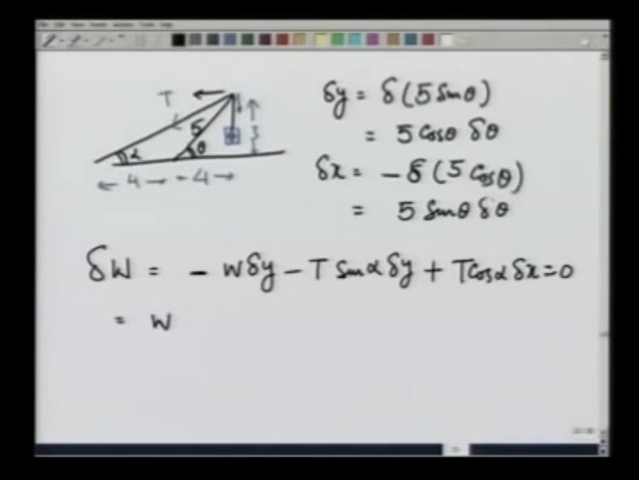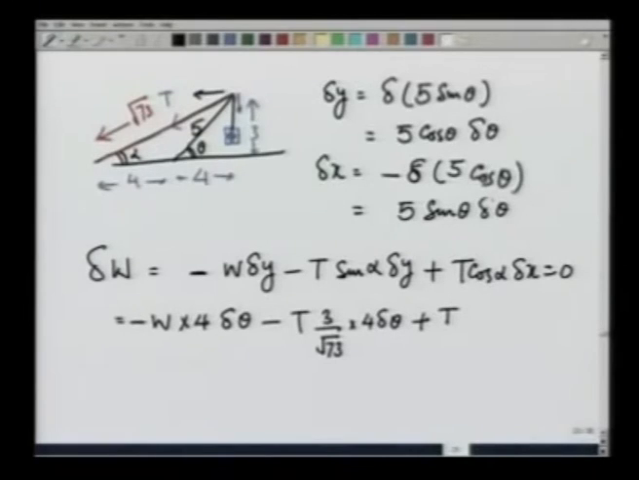This gives me W delta y. We have already calculated 5 cosine theta delta theta. 5 cosine theta from here is 4 times 4 delta theta, minus T sine alpha. Sine alpha is going to be 3 divided by this length, and this length is square root of 8 square plus 3 square, so root 73. So, T times 3 over root 73 times 4 delta theta, plus, or this is a minus sign here, T cosine alpha is going to be T 8 over square root of 73, delta x is in the same direction, 5 sine theta is 3, 3 delta theta is equal to 0.